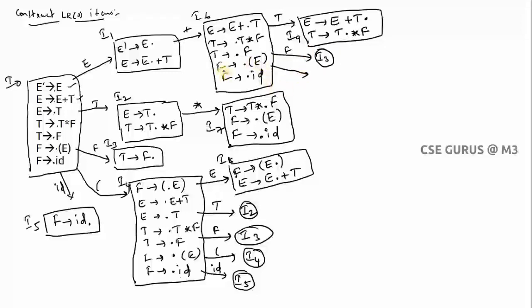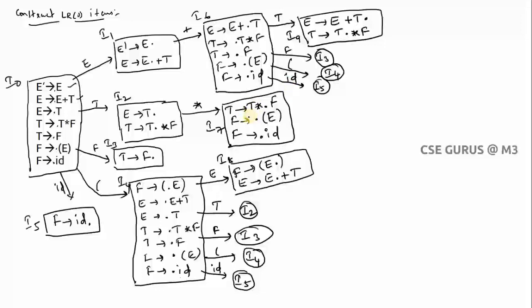Next what you need to scan? Open brace you need to scan. If you scan open brace, what will it become? F tends to open brace dot E. E productions again, T productions and F productions again. Can I say it is similar to I4? Yes. I4 has to be taken. Next, F tends to ID, which will become I5. So like this neatly you have to do one by one.